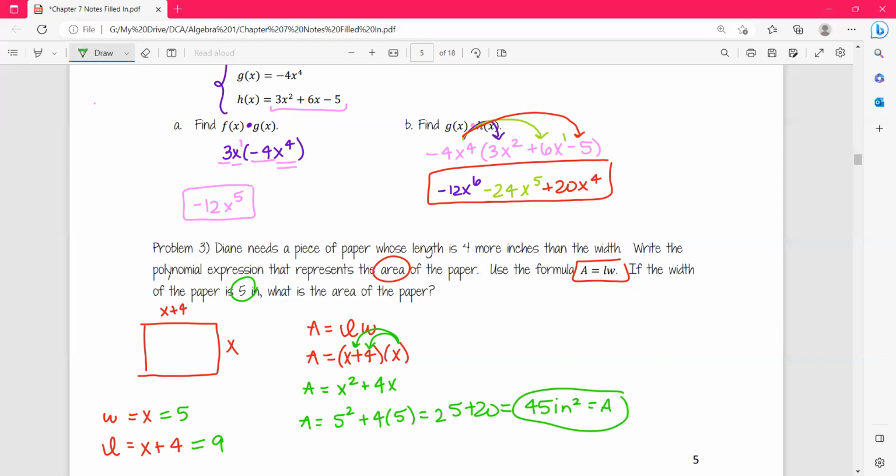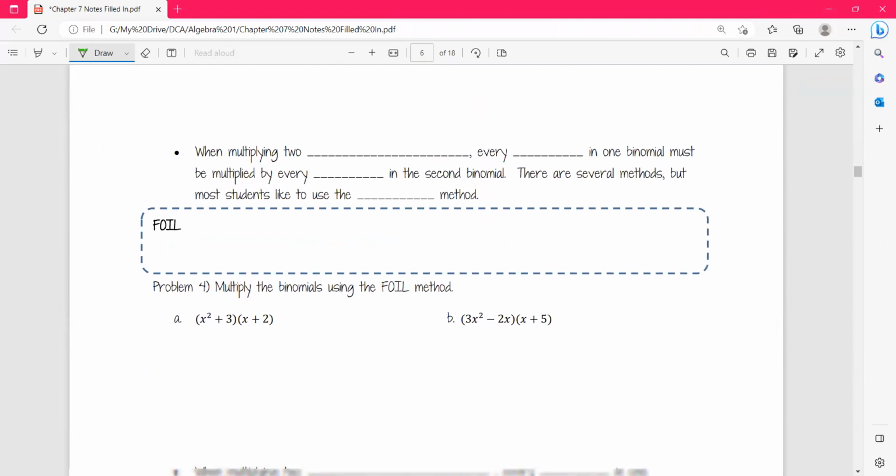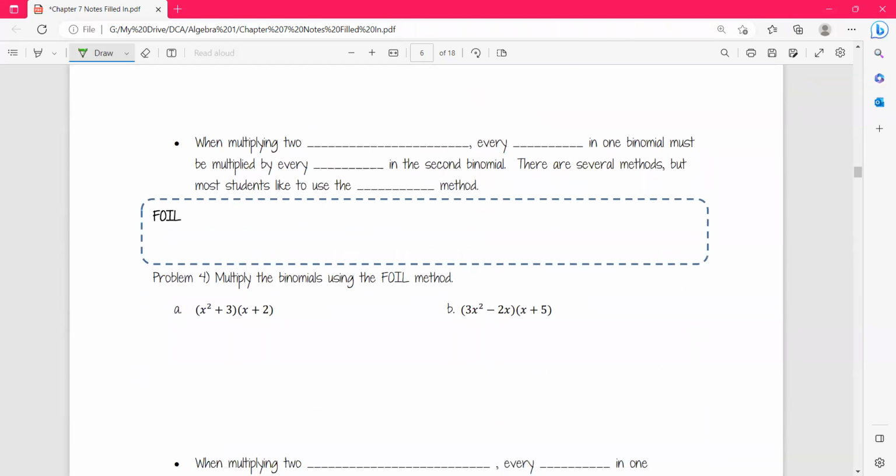Okay. And now we're going to check out what happens if we don't have a monomial anymore. So when multiplying two binomials, remember that's two terms. Every term in one binomial must be multiplied by every term in the second binomial. There are several methods, but most students like to use the FOIL method. And so guys, if we're not familiar or confident with FOIL, it's the same thing as distributing.